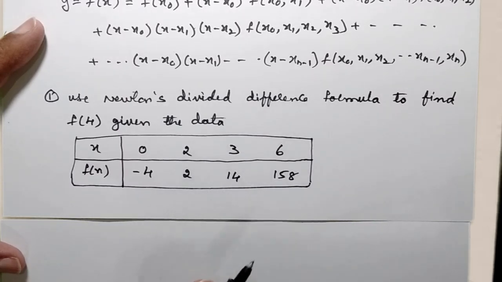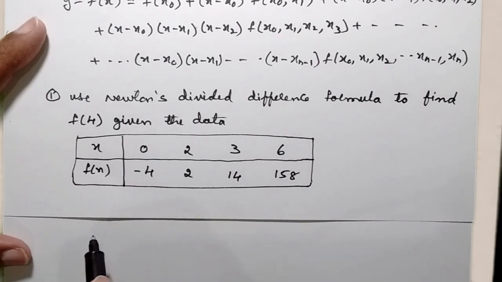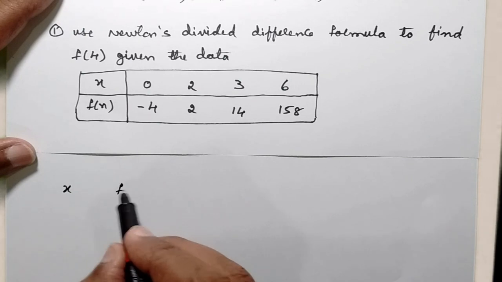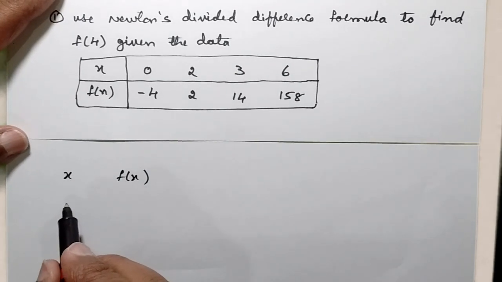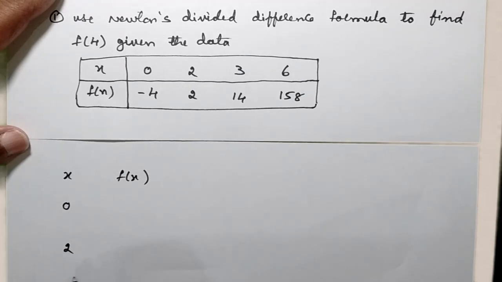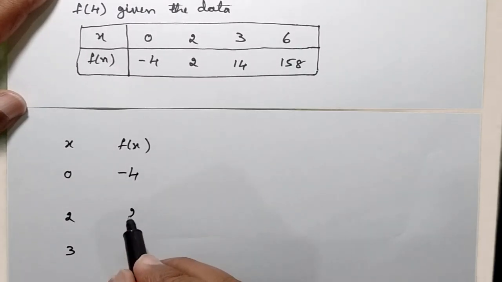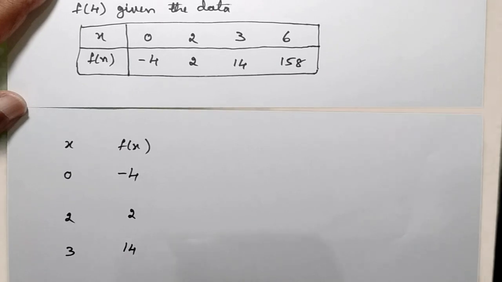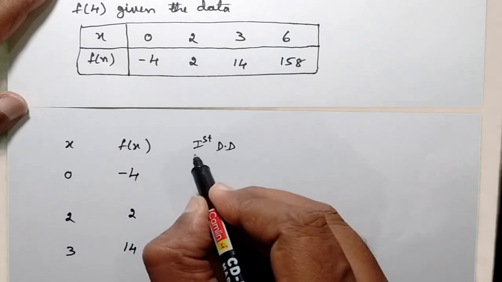So we need to prepare the divided difference table. Let us first prepare the divided difference table. You have the x value and you have the f of x value. The x values are 0, 2, 3 and 6. The function values are minus 4, 2, 14, 158. So you have to write down the first divided difference.